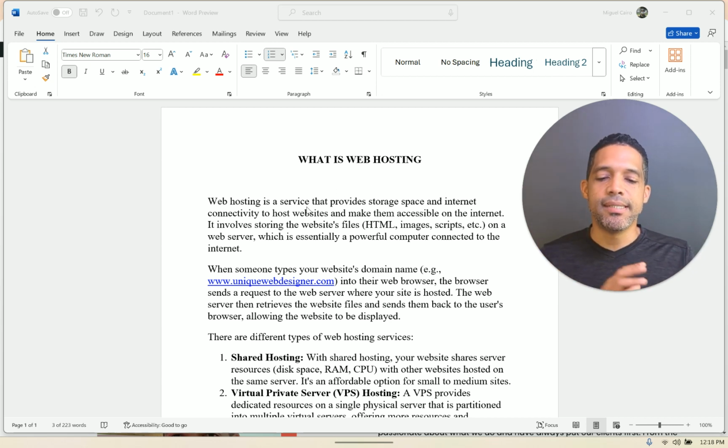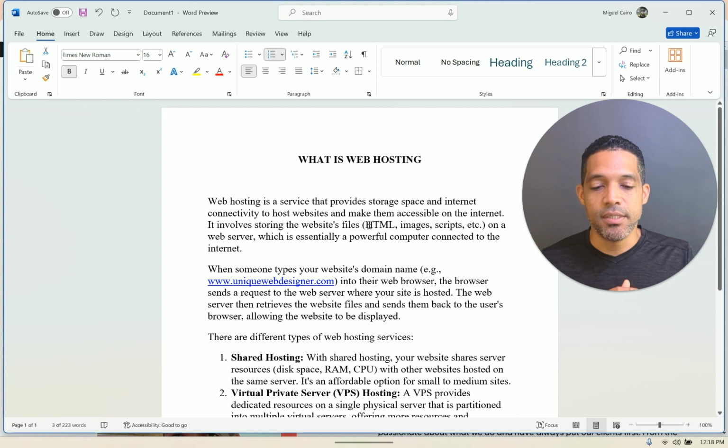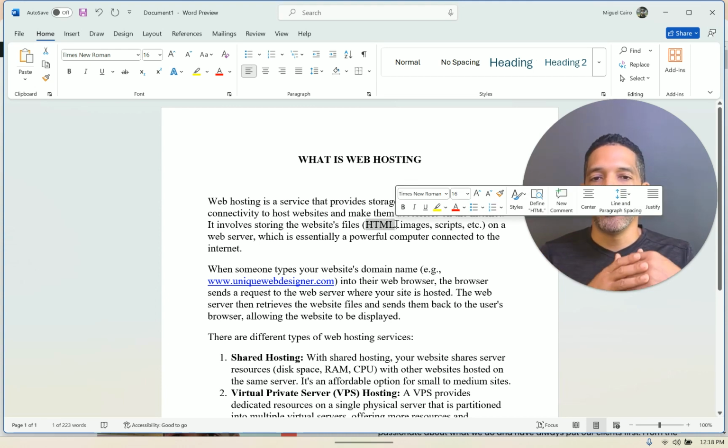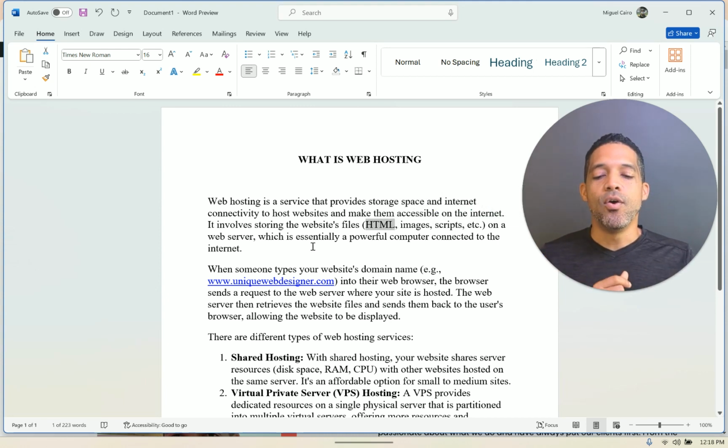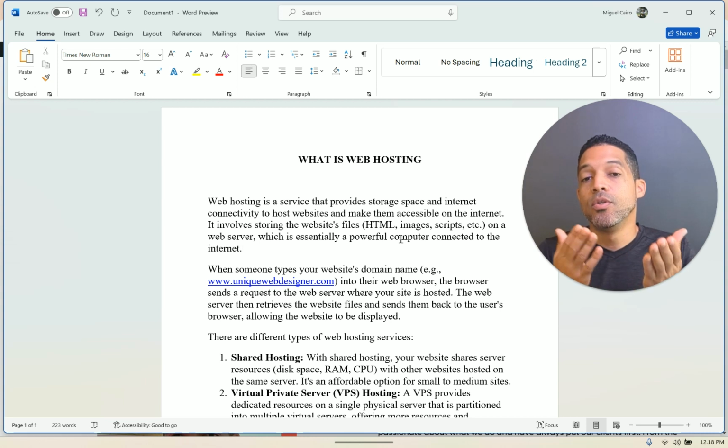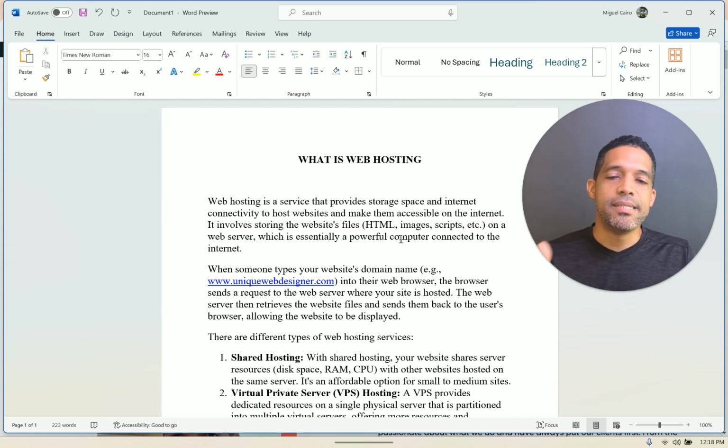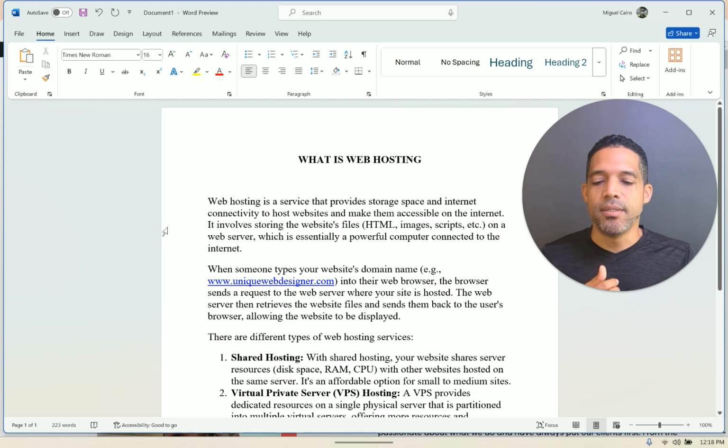So web hosting is a service that provides storage space and internet connectivity to host websites and make them accessible on the internet. It involves storing the website's files. I'm not going to go into these terms, but files, in other words, your images, your text, and so on, on a server, which essentially is a powerful computer connected to the internet. In other words, any computer can be a server. And there are companies that charge to store your website. And that's basically what this is trying to tell you.